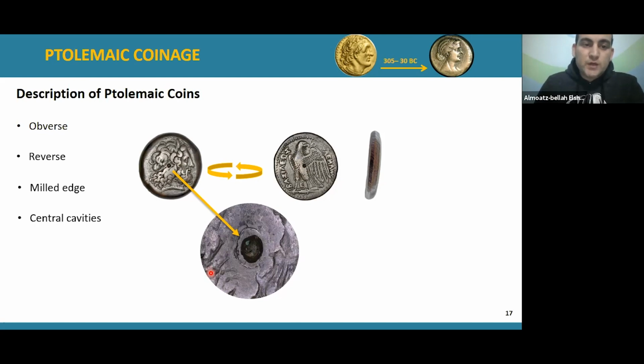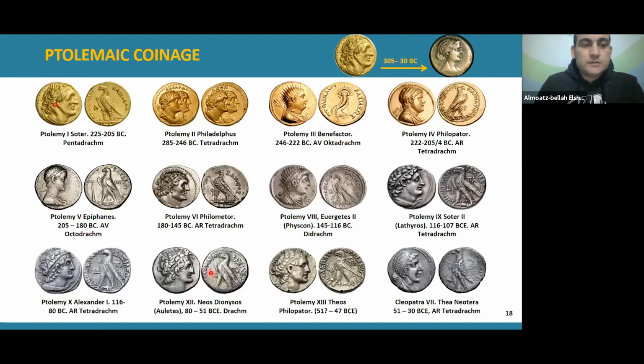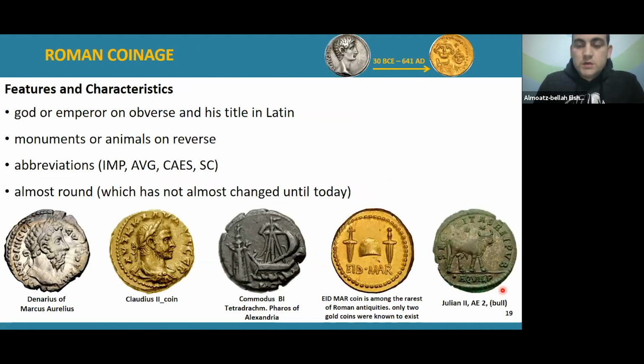Here you can see the Ptolemaic kings, starting with Ptolemy I and continuing until Cleopatra VII. For the Roman coinage, Roman rule in Egypt, including the Byzantine period, lasted from 30 BC to 641 AD. The city of Alexandria became a key trading outpost for the Roman Empire.